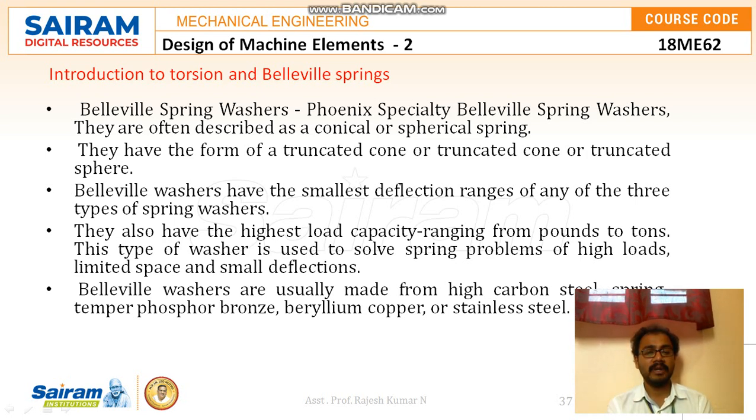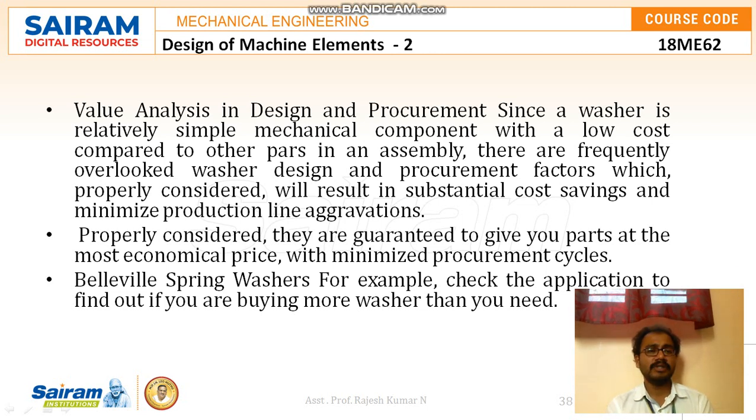Belleville washers are usually made from high carbon steel, spring temper phosphor bronze, beryllium copper, or stainless steel. And when you look at value analysis in design and procurement, a washer is a relatively simple mechanical component with a low cost compared to the other parts in an assembly. These are frequently overlooked washer design and procurement factors which, properly considered, will result in substantial cost savings and minimize production line aggravations.